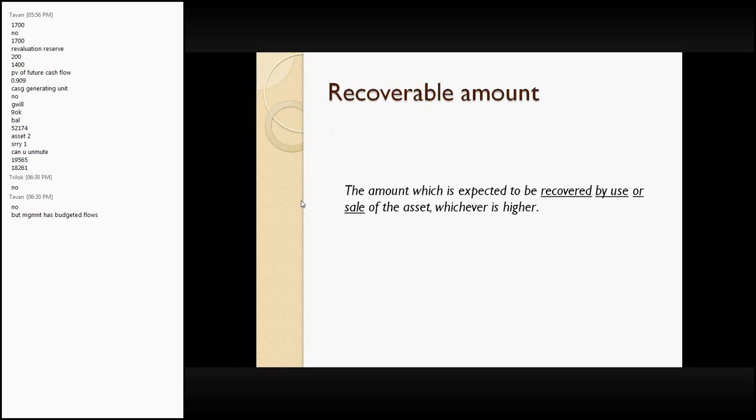Yeah. So the amount which is expected to be recovered by use or sale of the asset, whichever is higher, is known as the recoverable amount.